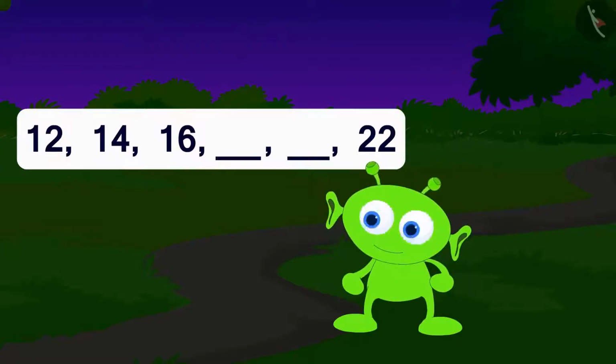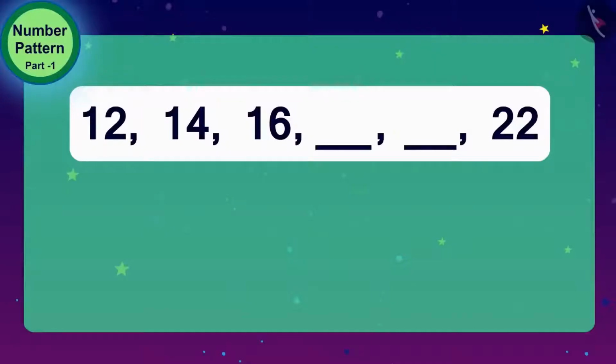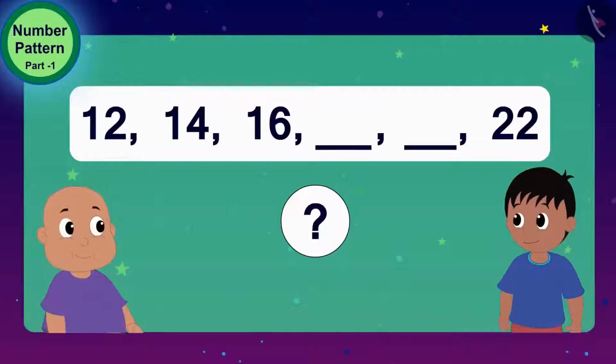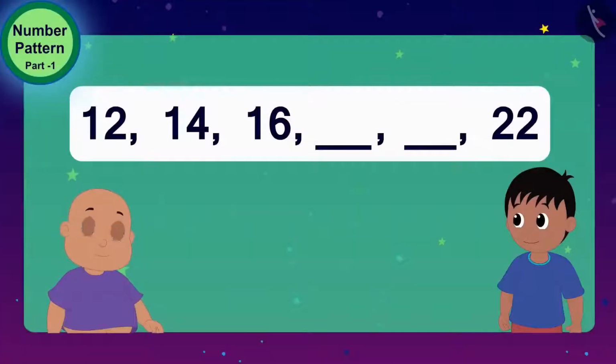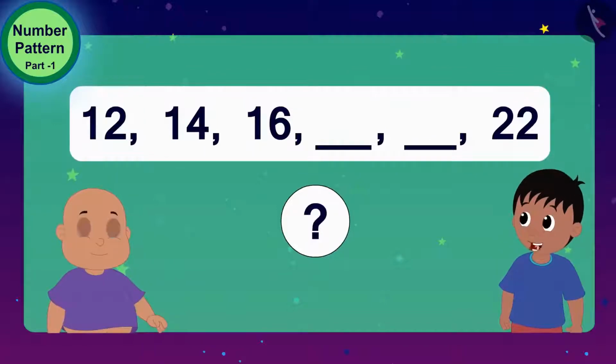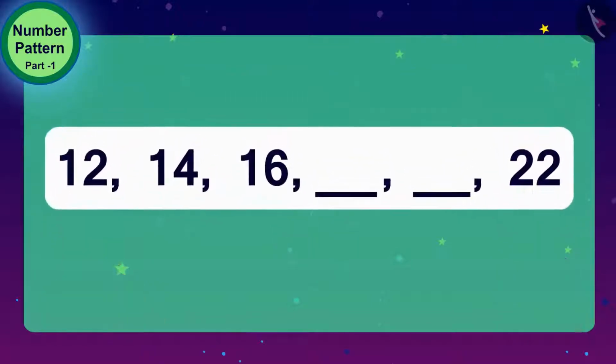The alien told Raju and Bablu. Children, can you help Raju and Bablu in filling the blanks? Raju, do you see any rules in these numbers? Bablu, let's take a closer look at these numbers.